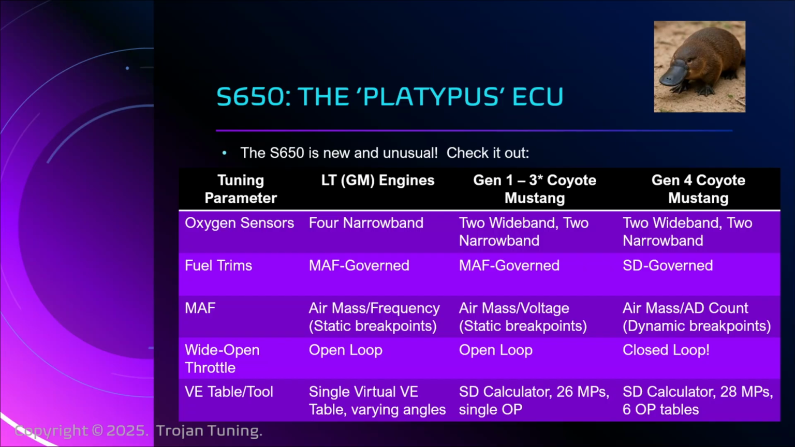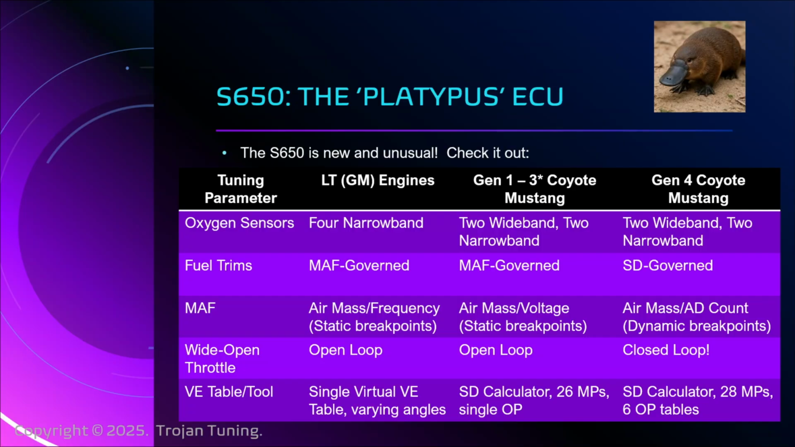Because you can use fuel trims by and large for the most part. Now we still do something different at WOT, but we'll get into that. So that's big. It's a very big deal. And then when it comes to how we manage volumetric efficiencies, LT engines have a very large single virtual volumetric efficiency table, which gives people fits. It's tricky. It's hard to use.